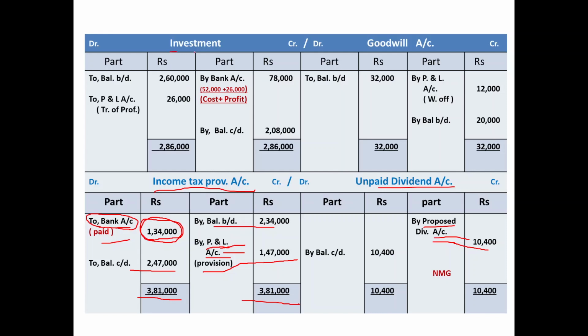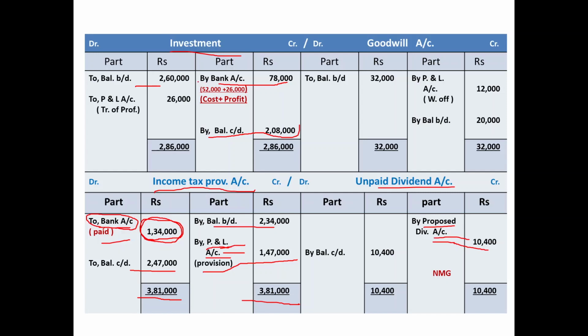This is the investment account. Opening balance 2,60,000, closing balance 2,08,000, selling price posting 78,000. Let us give the posting of the two journal entries.